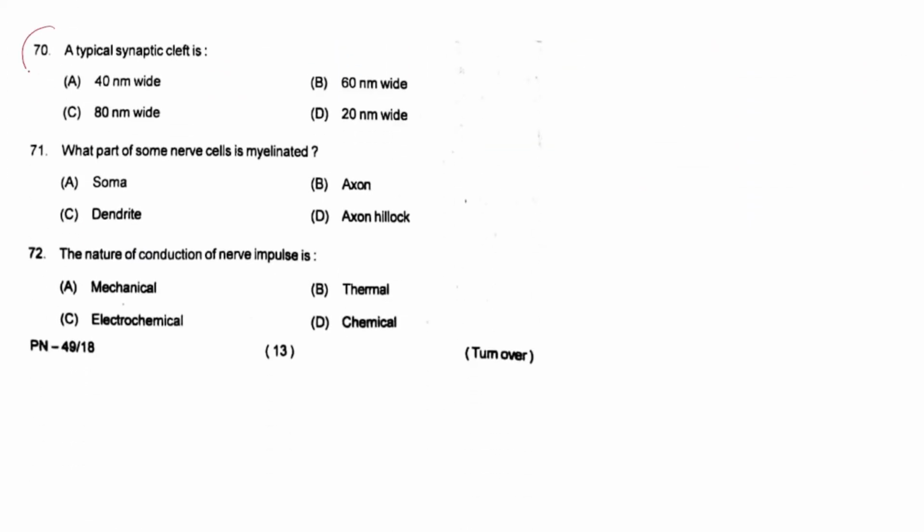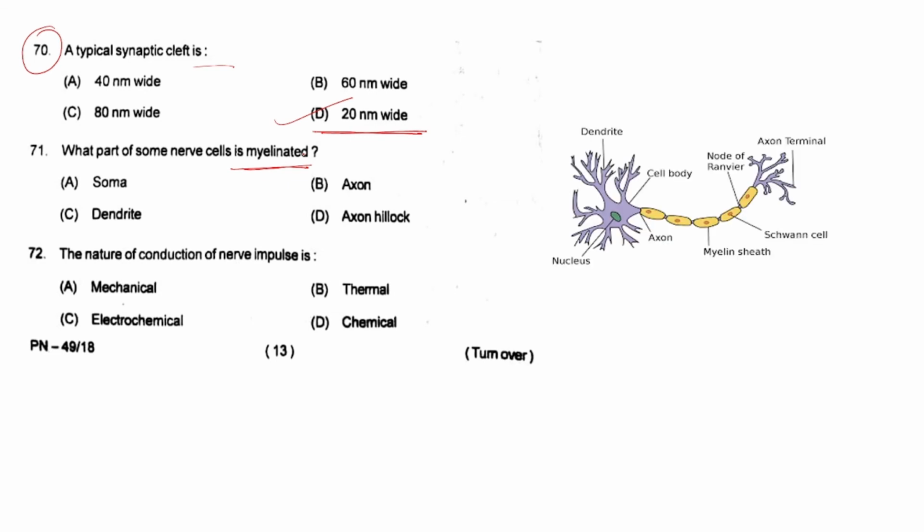Question number 70. A typical synaptic cleft is. Okay, this is a fact-based question. The right answer for this will be option number D, that is 20 nanometer wide. Question number 71. Which part of some nerve cells is myelinated? This is a simple question. We know the parts of nerve cells are dendrite, axon, and cell body. Dendrite is not myelinated, neither is the cell body. The myelinated portion is your axon. So the answer for this will be option number B, that is axon.